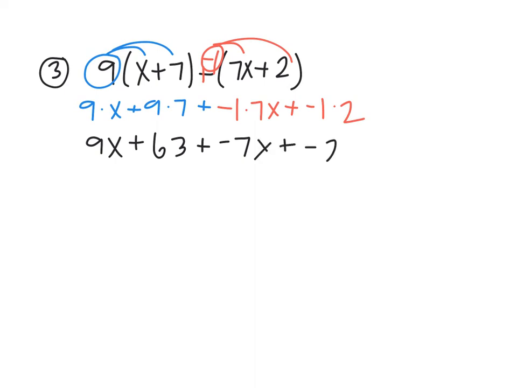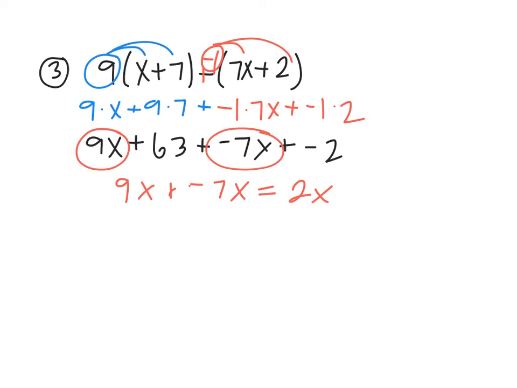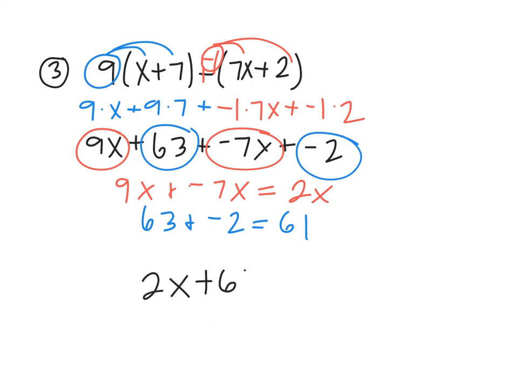is negative 2. Then I can add the like terms. 9x can be combined with the negative 7x. 9x plus negative 7x is 2x. And then 63 can be added to the negative 2. 63 plus negative 2 is 61. So simplified, this would be 2x plus 61.